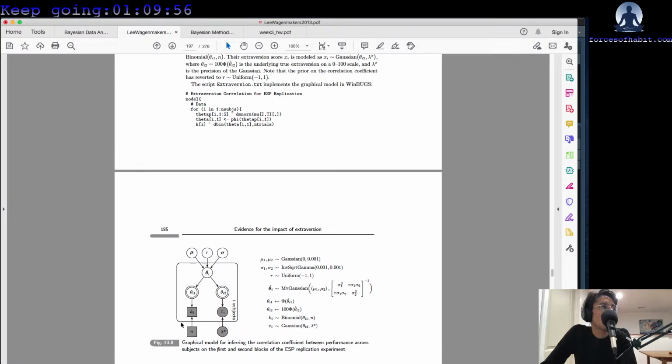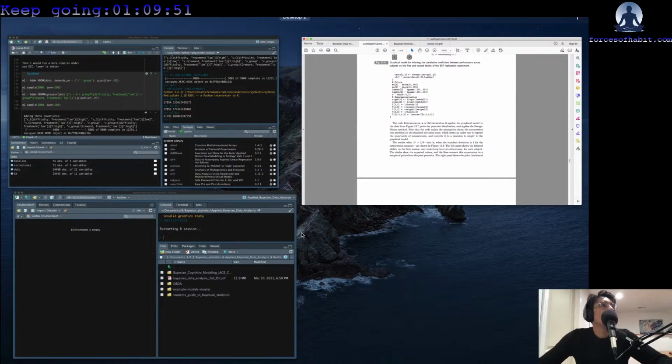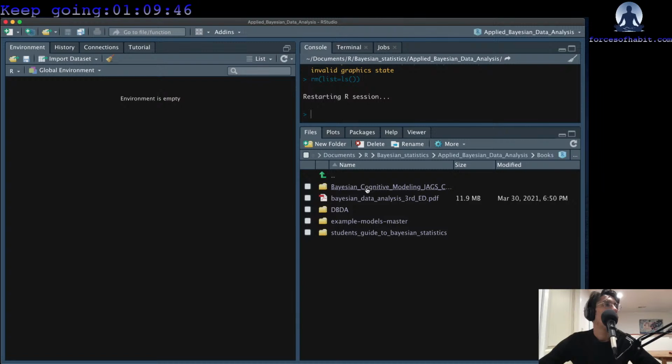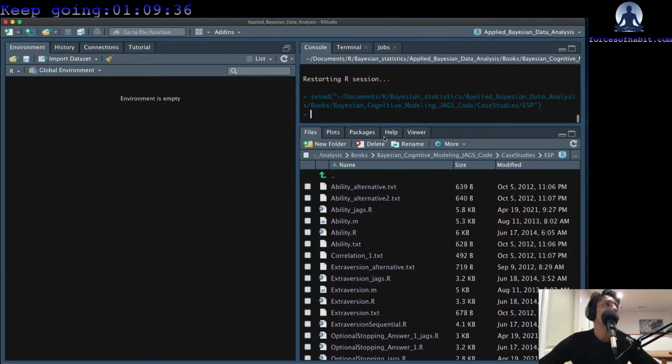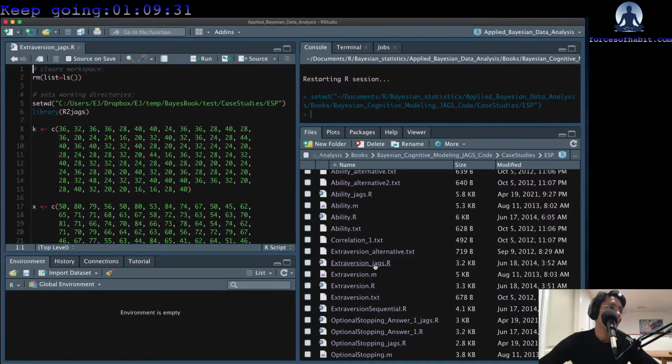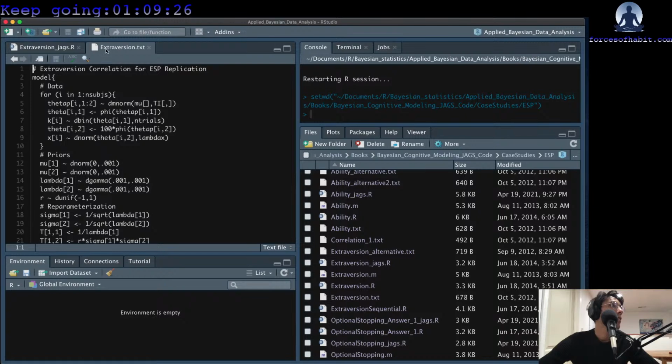Okay, so now let me open the code. And the code is extroversion. Okay. I'm going to set my working directory. I'm going to open extroversion JAGS. I'm going to open extroversion text. Okay. Let's take a look.